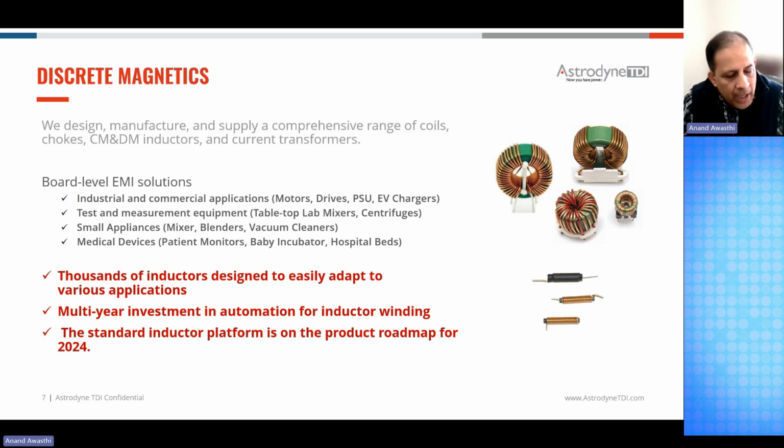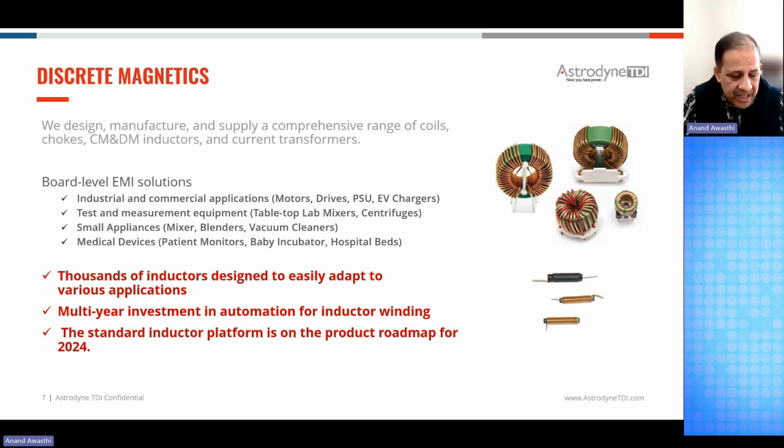We have done thousands of these designs because, as I said, we have probably hundreds of filter families. AstrodyneTDI acquired 3 filter companies: LCR Electronics, Radius Power, and Filter Concepts. LCR Electronics was on the East Coast. Radius Power and Filter Concepts were on the West Coast. So what we see at the AstrodyneTDI Filter Business Unit is an amalgamation of these 3 companies.